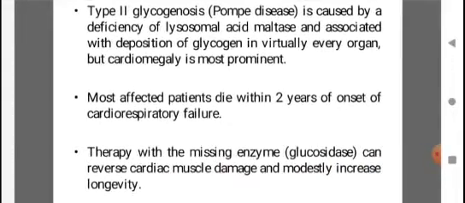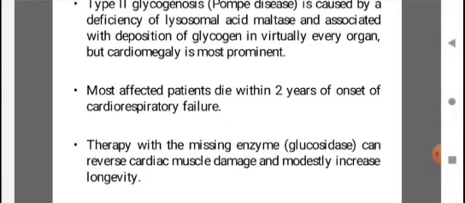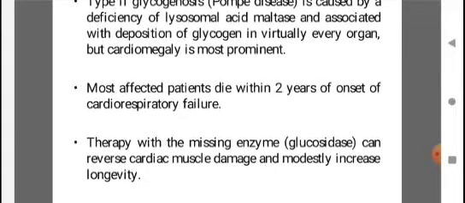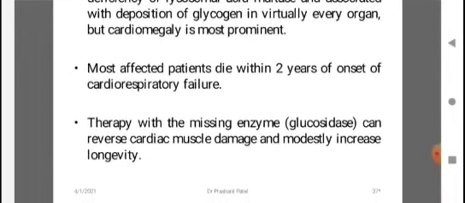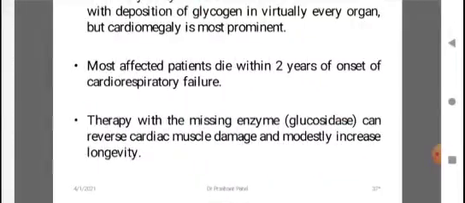Type 2 glycogenosis is also known as Pompe disease, and it is caused by deficiency of lysosomal acid maltase. It is associated with deposition of glycogen in every organ, but cardiomegaly is the most prominent feature. Most affected patients die within 2 years of onset of cardiorespiratory failure. Therapy with the missing enzyme can reverse cardiac muscle damage and increase longevity.